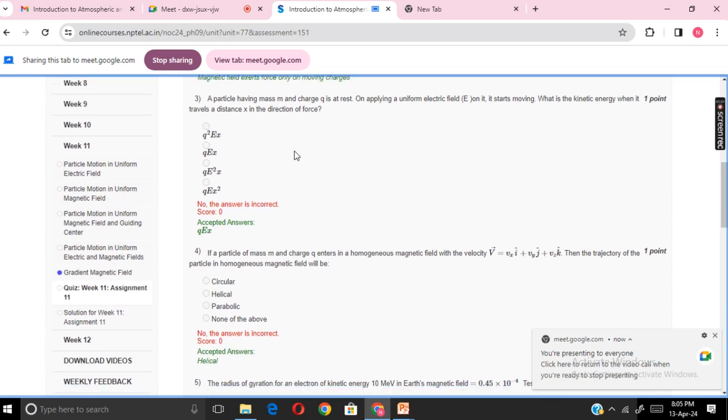A particle having mass m and charge q is at rest. On applying a uniform electric field on it, it starts moving. What is the kinetic energy when it travels a distance x in the direction of the force?